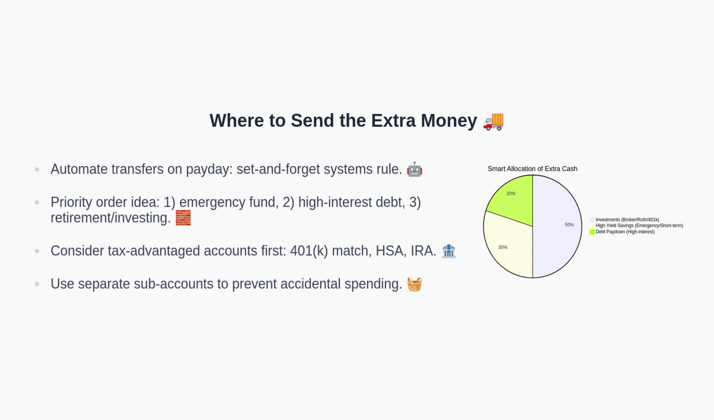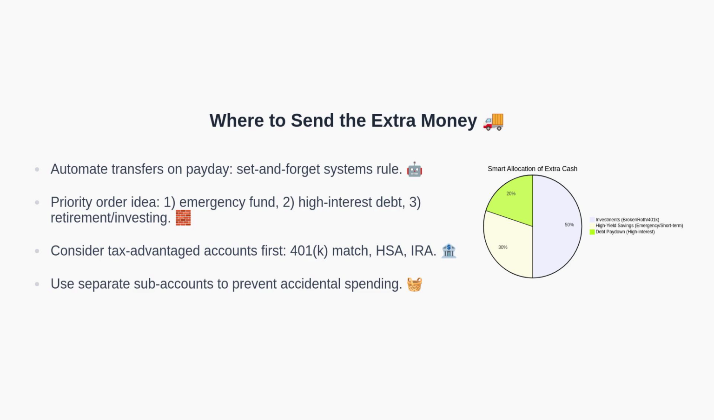Automate transfers on payday so the extra cash is directed immediately and consistently. A simple priority order is to build or top off your emergency fund, pay down high-interest debt, and then increase retirement and investment contributions. Consider tax-advantaged accounts first, such as capturing your full 401k match, contributing to an HSA if eligible, and funding an IRA or Roth IRA as appropriate. Using separate sub-accounts can help prevent accidental spending.